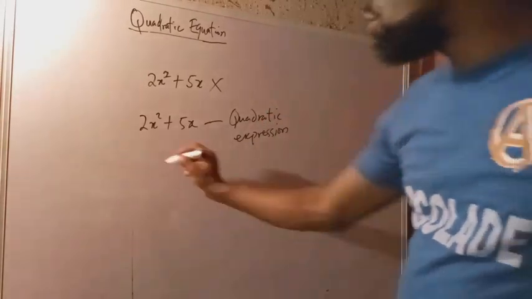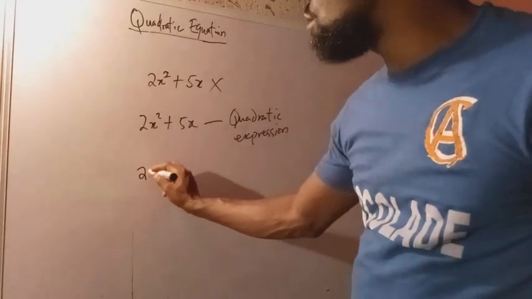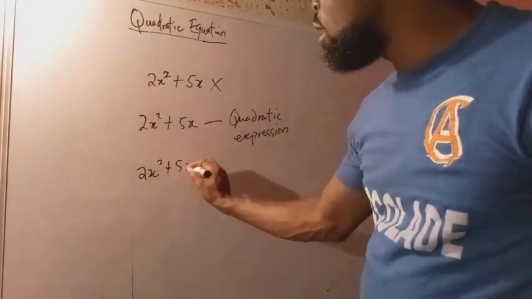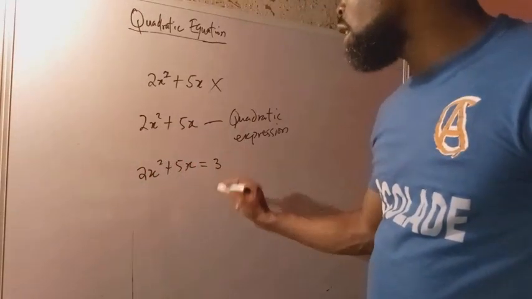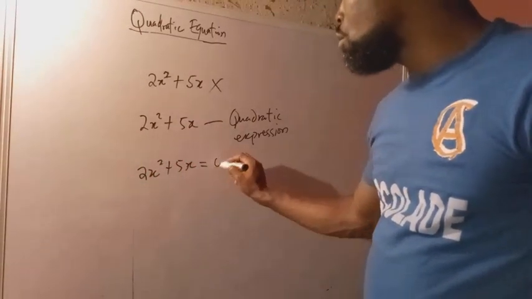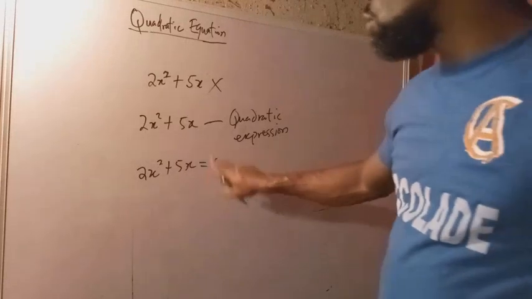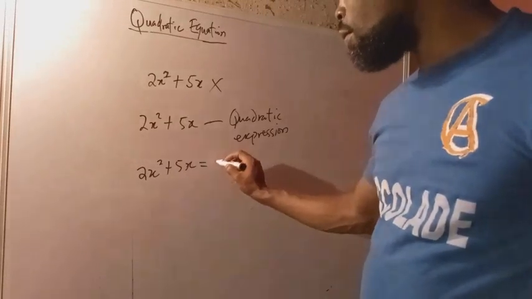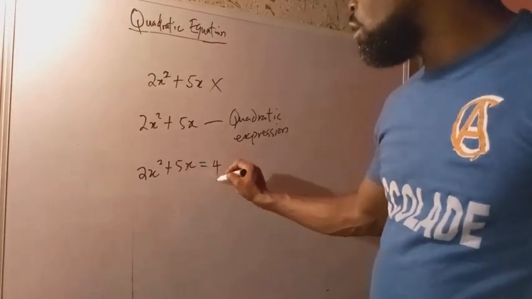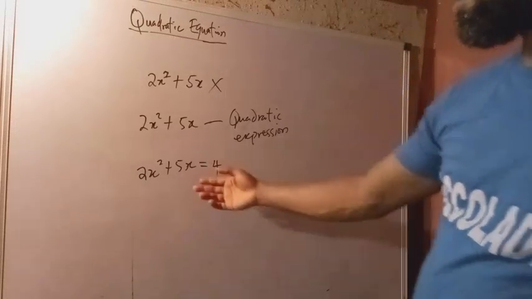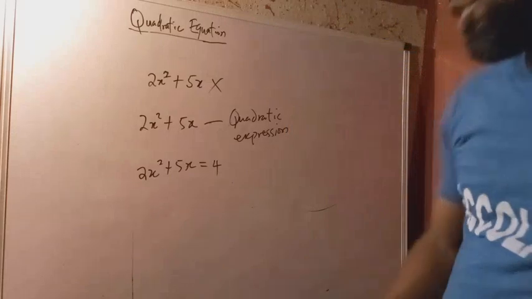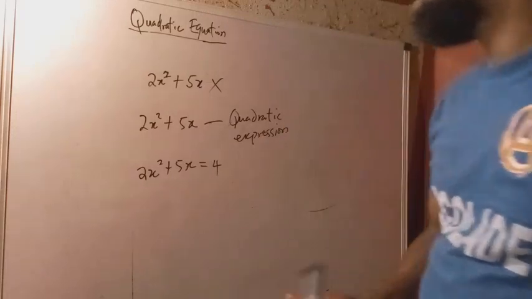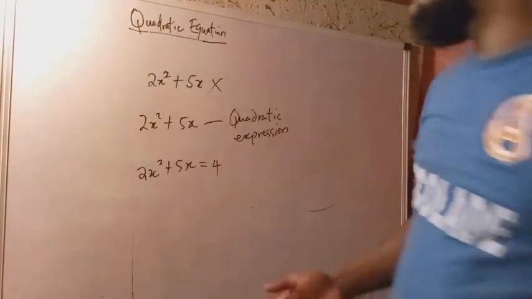If this has to be a quadratic equation, then it has to be equal to something. It can be equal to 3, can be equal to 0, can be equal to 4 and all that. So that is what makes a quadratic equation a quadratic equation. Alright, that said, we are going to move to something else now.